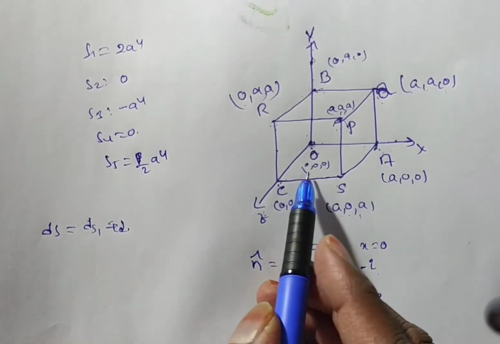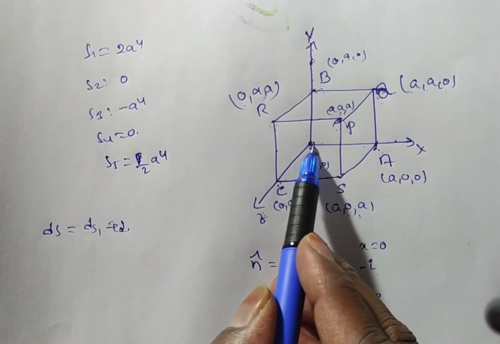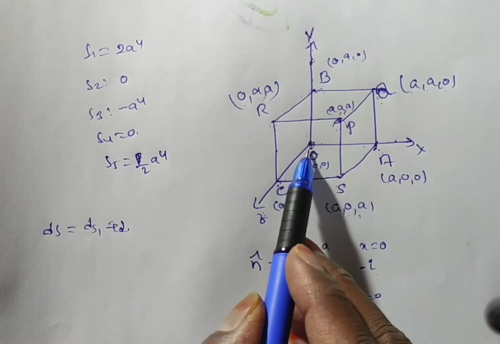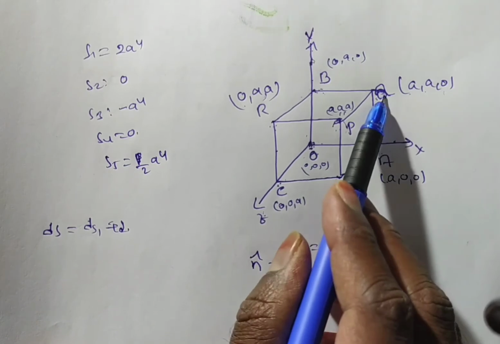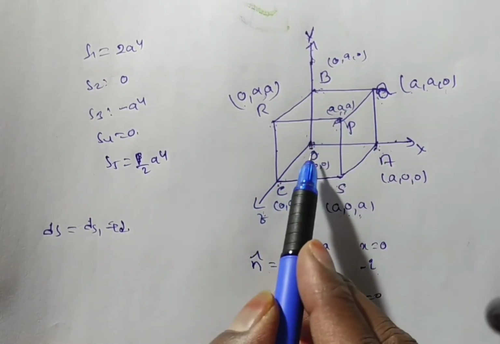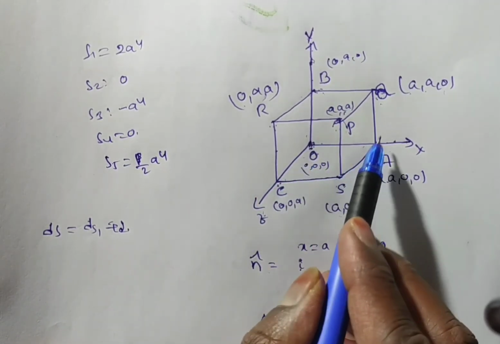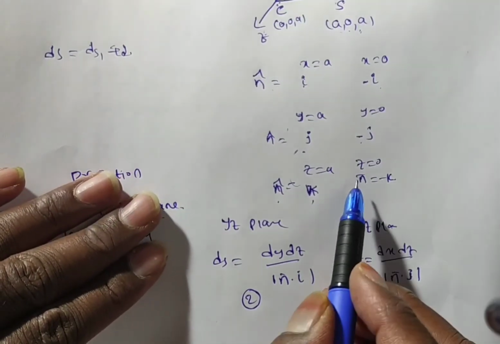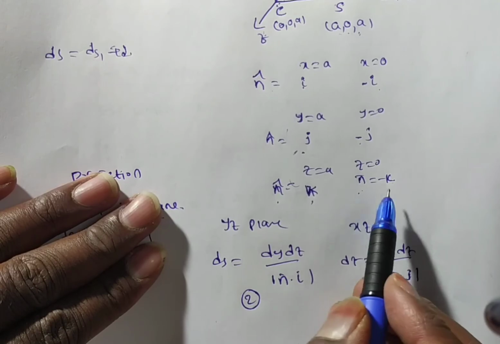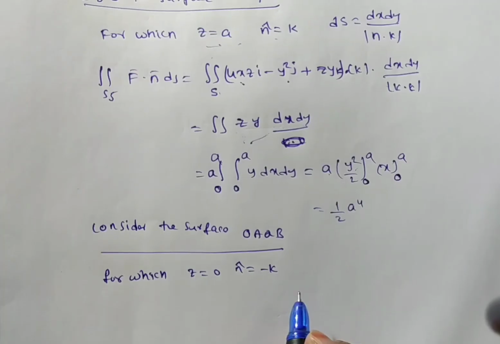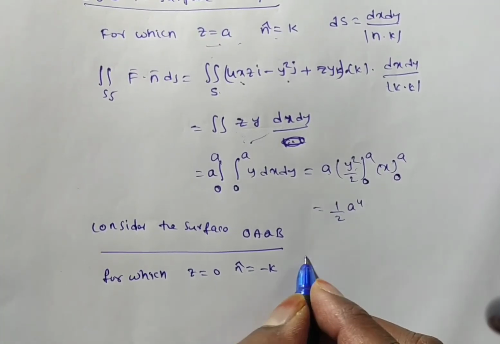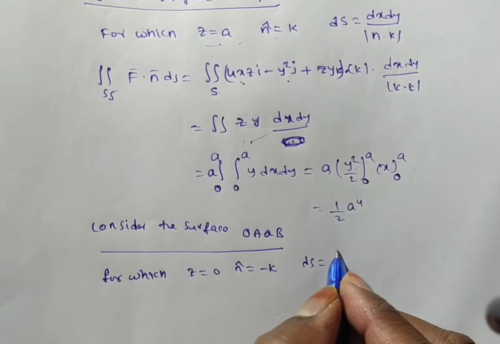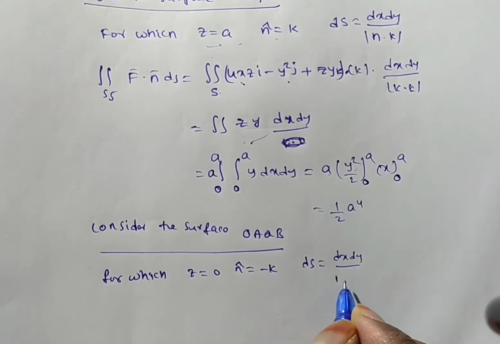Now S6. S6 is here at the origin along the z axis. You see in this case O, A, Q, B is the backside, and the front side is this one. Backside is along O, A, Q, B. At this point, what is the z value? 0. Then in the negative direction, what is the outward unit normal vector? N bar is equal to minus k. I have written these values here. Now in this case, ds, this is in the xy plane, so ds is dx dy by mod n bar dot k.